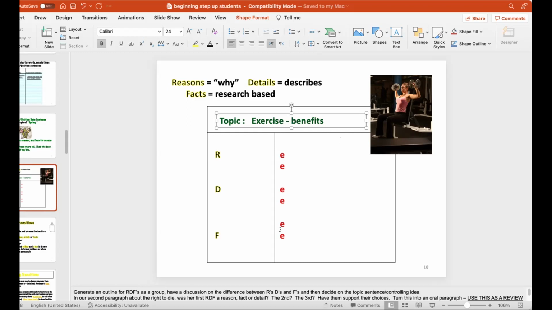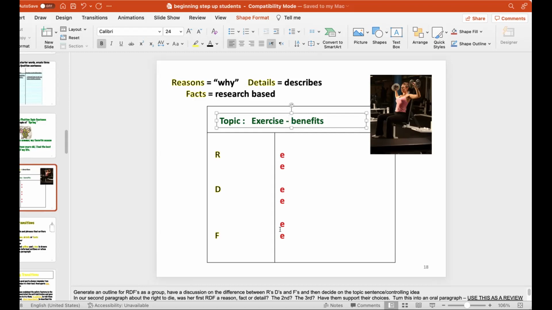So you can have a paragraph about exercise and its benefits, and you could have only three reasons that it's beneficial. Or you could describe the benefits. You could say, what does it do for you physically, emotionally, and health-wise? And you could look up facts to tell why exercise is beneficial.